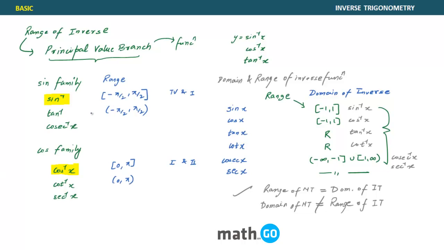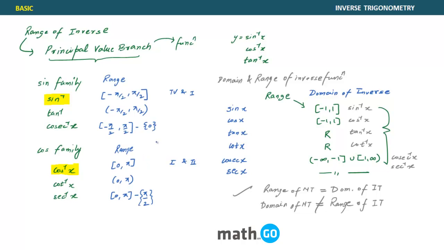Now if we want to talk about cosecant inverse x, repeat the range of sine and subtract the middle value. What is the average of these two? It is 0, so subtract 0 from the answer. Similar stuff here: repeat the range of cos and subtract the average, which is pi by 2. Just subtract this value. This is how you can remember the range of all the inverse trigonometric functions.